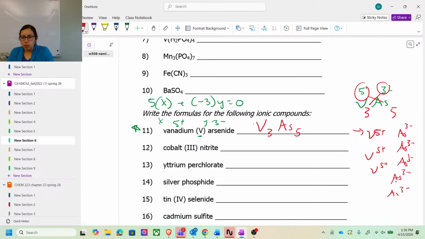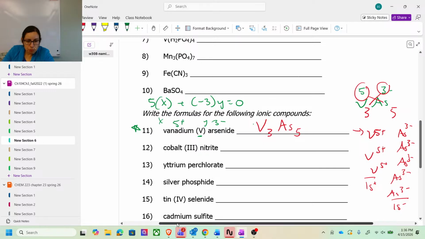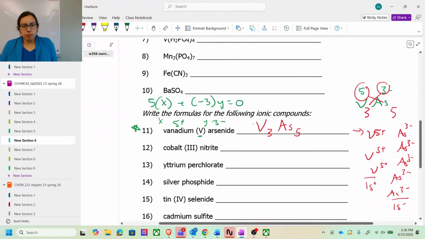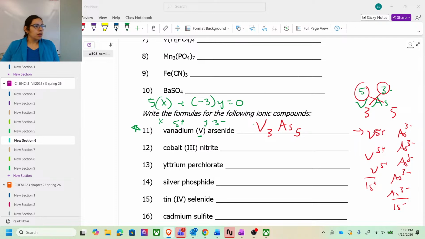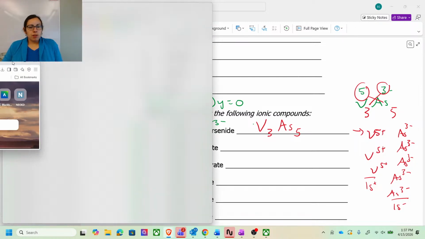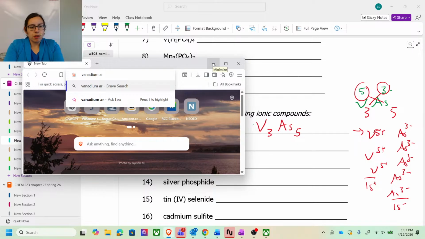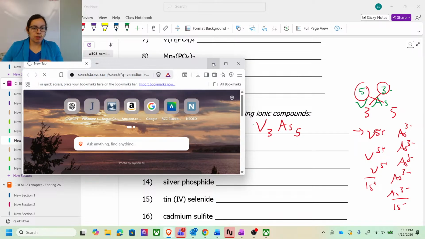One, 2, 3, 4, 5. Right, so now we have 5 times 3, so that gives me positive 15, and negative 3 times 1, 2, 3, 4, 5. So negative 15, and if we wanted to take this a step further, oops, I did not want to open my Xbox account. But we can, right, again, it's just a ratio. Arsenide, sorry, I can't spell.